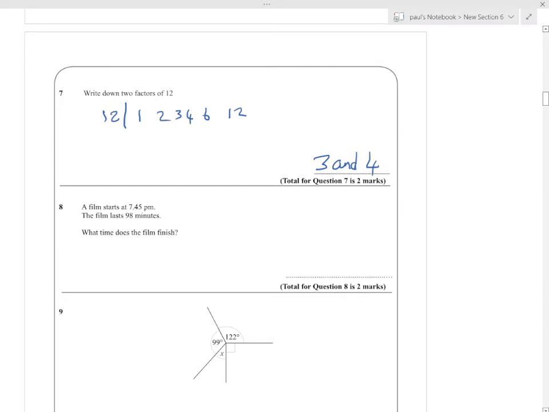The film starts at 7:45. It lasts for 98 minutes. When does the film finish? Well, 98 minutes is 1 hour and, oh, I hate these, 38 minutes. So count on an hour for that. That will give you 8:45. Now we need another 38 minutes. So I can use 15 minutes of that to get to 9 o'clock. And so 38 take away the 15, which gives me 23. So it's going to be 9:23 p.m.